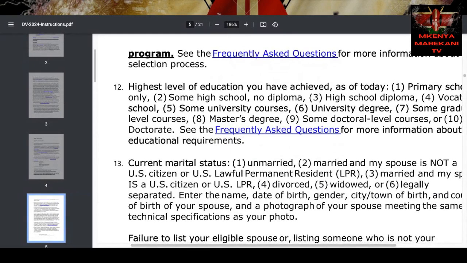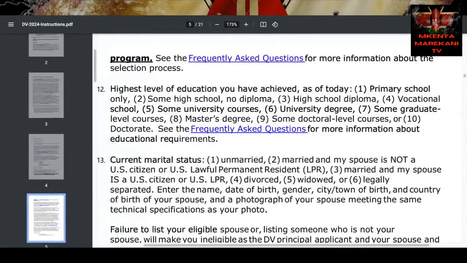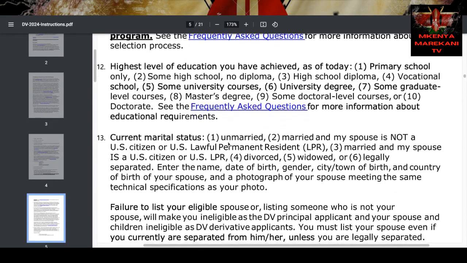So we are here on the highest level of education. This is very simple, because number 12, you just know where you fall. If you did primary school, just check primary school. If you did primary school and some high school, just write some high school, no diploma. When they say no diploma, it means if you did your final exam, for example your KCSE if you come from Kenya. And then high school diploma, it's very straightforward. It's whatever you accomplished in terms of school, that's what you put. This one is not complicated. You know what you have.